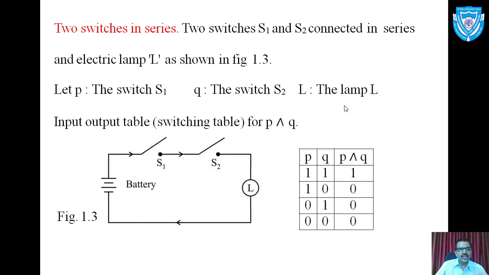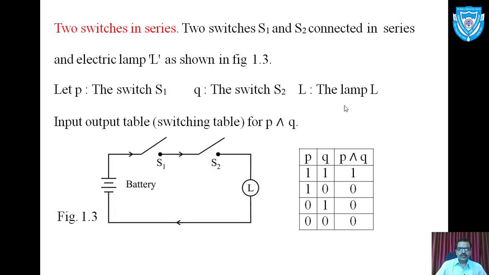Now switch S1 is in the closed state. It is represented by logical symbol P. Switch S2 is in the closed state. It is denoted by logical symbol Q. And the lamp in the switching circuit is denoted by logical symbol L. We want to transform the series connection of the circuit into statement pattern.